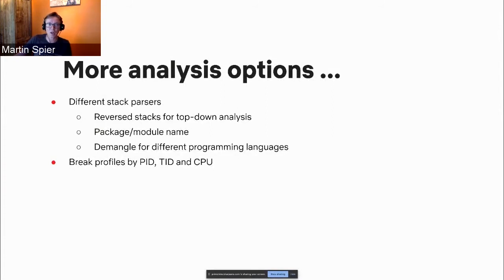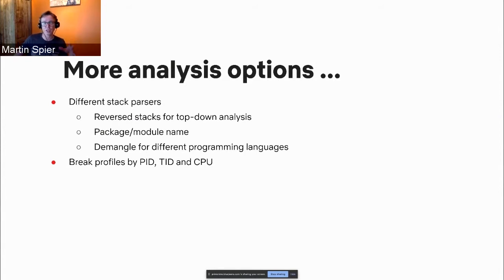We also invested in more analysis options, like different stack parsers for flame graphs, like reverse stack for top-down analysis. Regular flame graphs are really good for doing a bottom-up analysis, and then we have the reverse stack that's better if you're analyzing things top-down. We have package or module name parser, where the package hierarchy is used instead of the stacks. Basically, if you analyze a specific package, it comes in handy, and that's just the package of the leaf node.